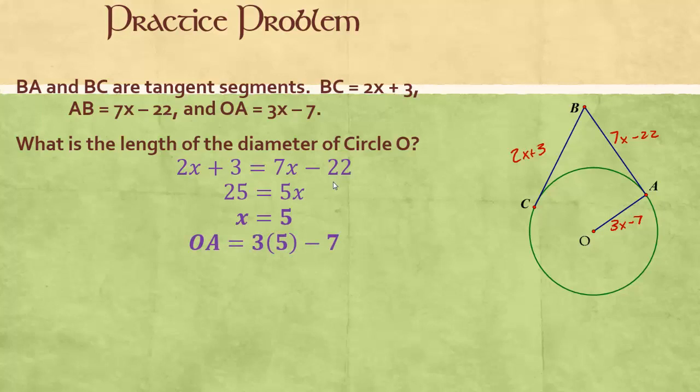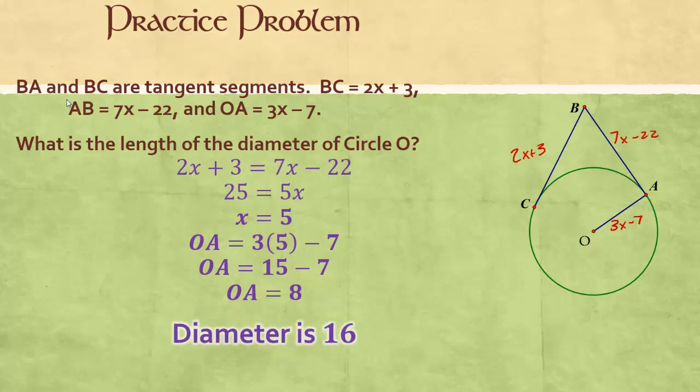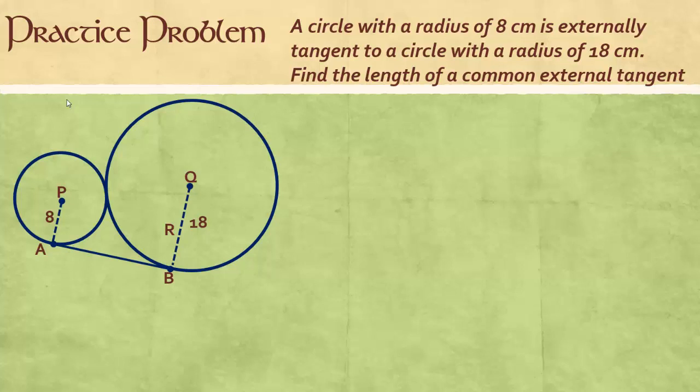We know that segment OA is 3x minus 7. So we take the 5 and plug it in for the x. 3 times 5 is 15, minus 7 is 8. But again, that doesn't answer the question. You've got to make sure to read the problems carefully, because segment OA is just the radius. We want to know the length of the diameter. So we multiply it by 2 to get the diameter is 16. So be very, very careful, please. I'm begging you.